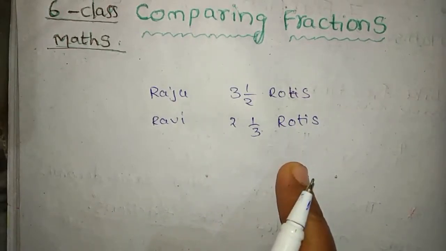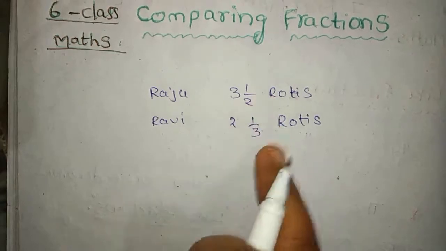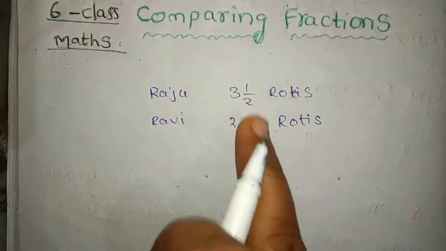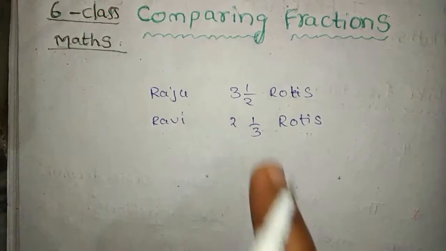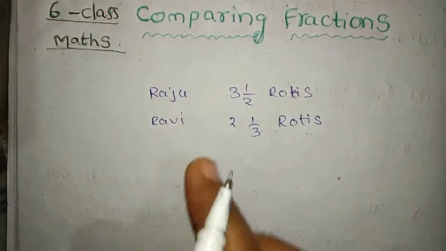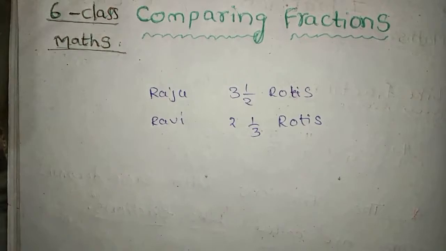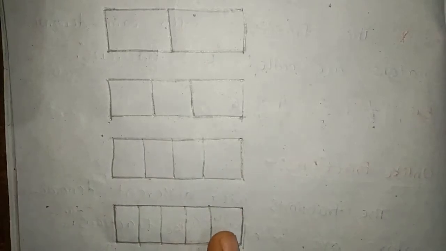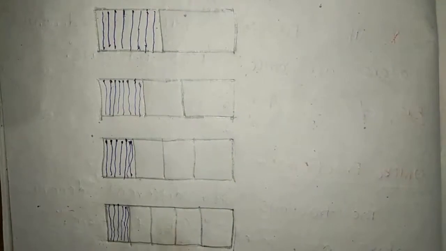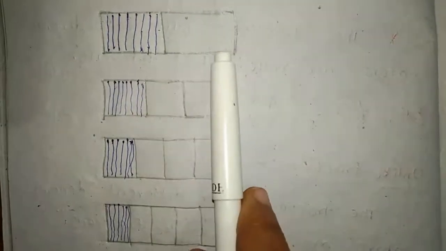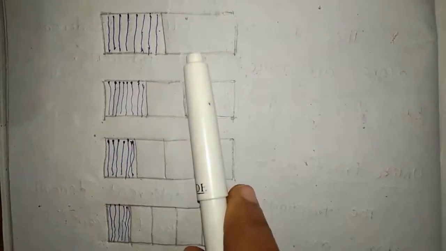So here also we need to compare two fractions. For that let us take a rectangle. The same rectangles are taken 3-4 times. The first rectangle is divided into two parts, and here one part is shaded.